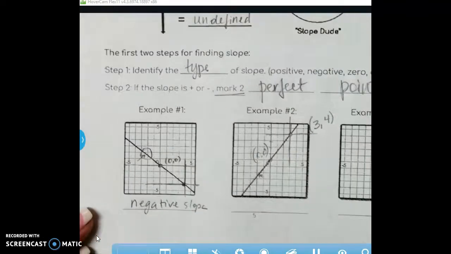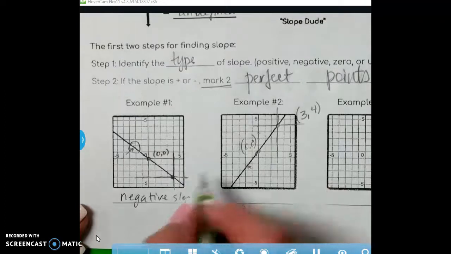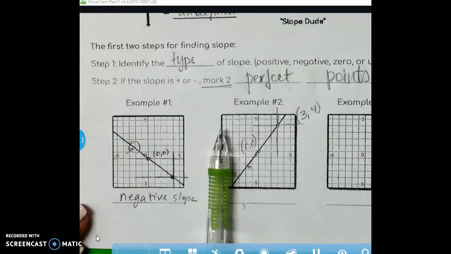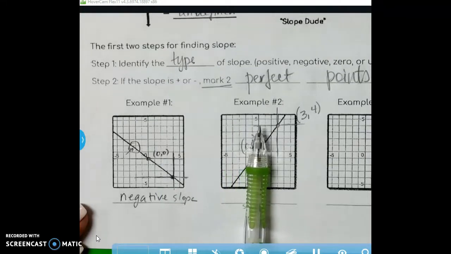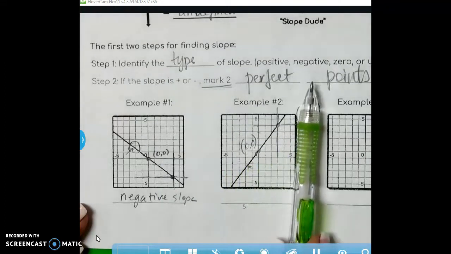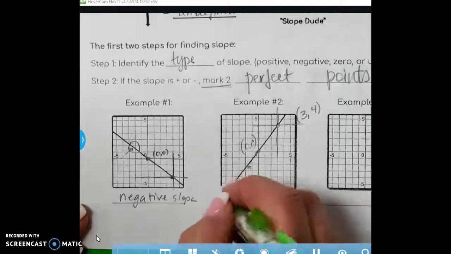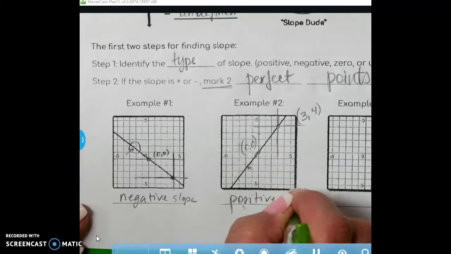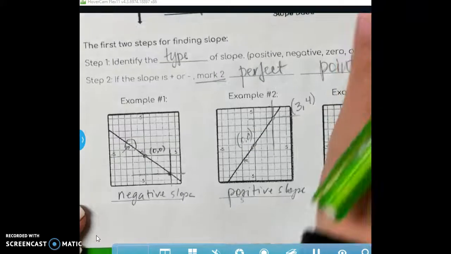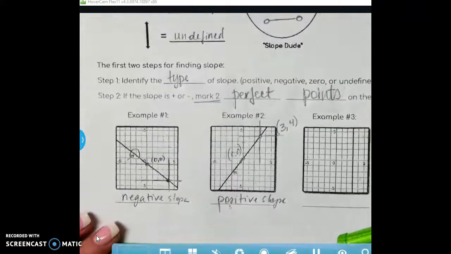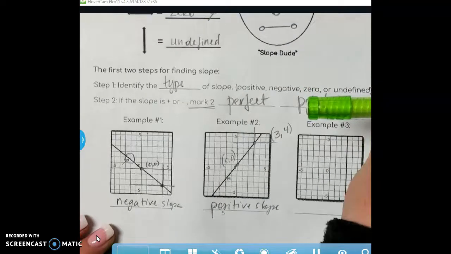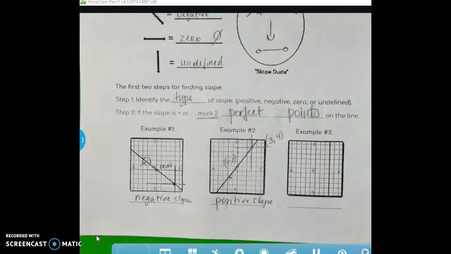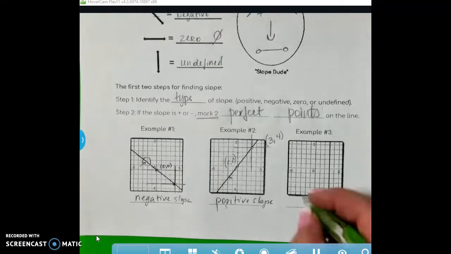Okay. And in this example number 2, we have the opposite situation from left to right. When I move my pen, I see that my graph is rising. It's going up. All of my values are increasing. So this is my positive slope. And again, I'm referring back to our notes. Our last example right here is undefined slope. It is a vertical line, and we have a case of undefined slope.